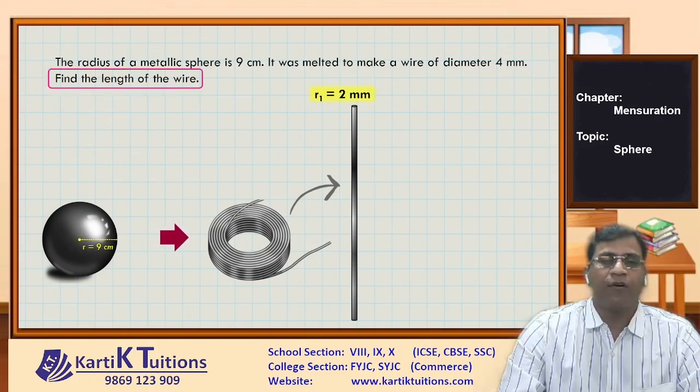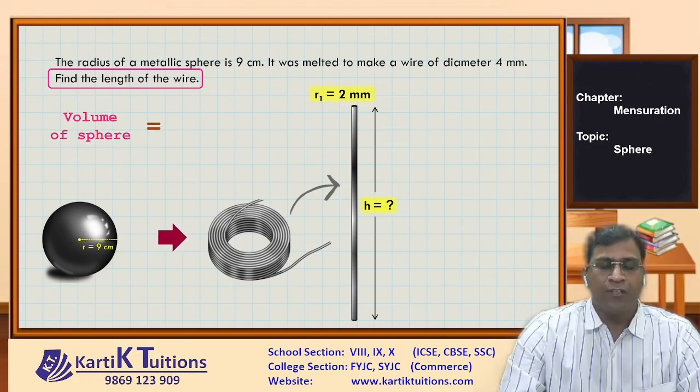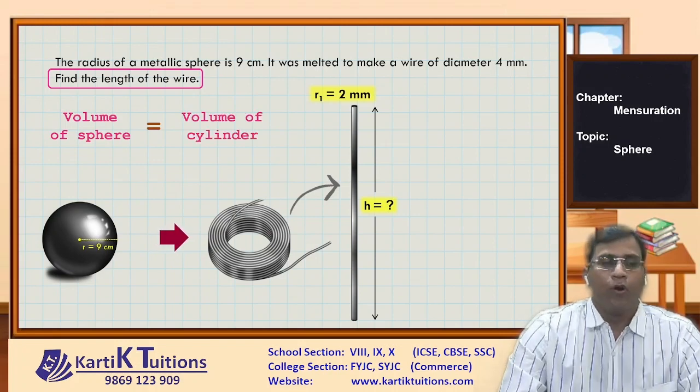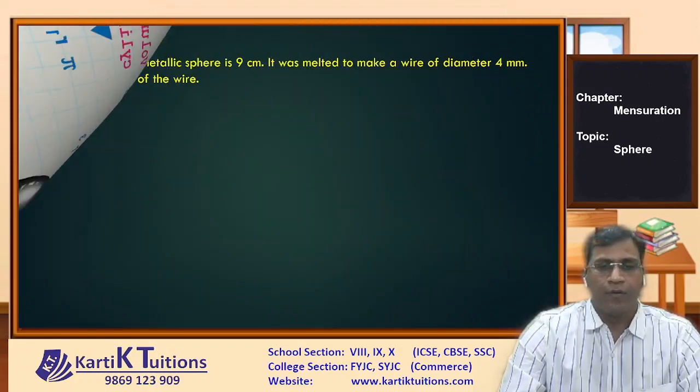Now after that, they have asked us to find the length of the wire. Length, that is, the height of this cylinder we have to find. Now see, what is the logic? From sphere, we are getting a wire. So basically volume of sphere has to be equal to volume of wire or volume of cylinder. So now volume of sphere is 4 upon 3 pi r cube and volume of cylinder is pi r1 square h. Right? So let's start with the solving of the sum.